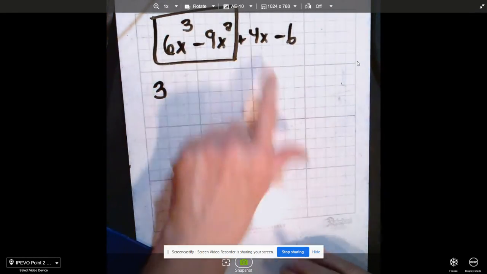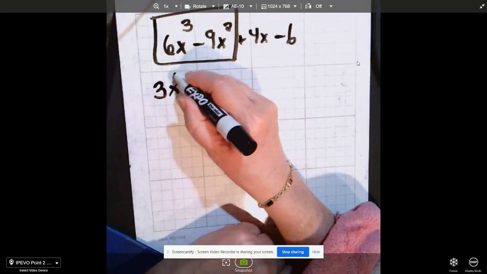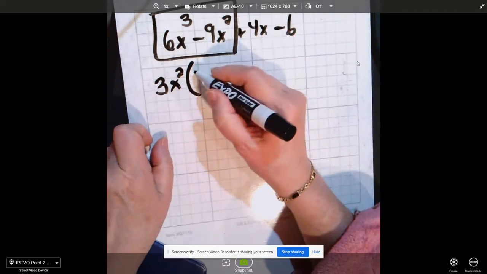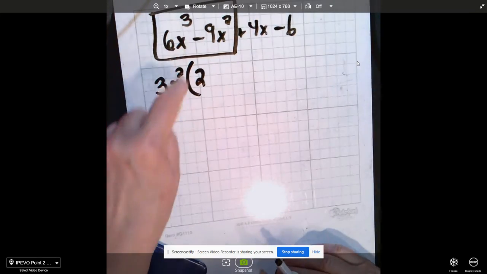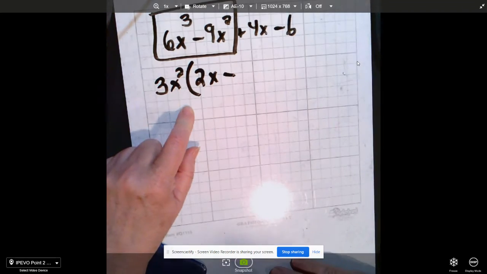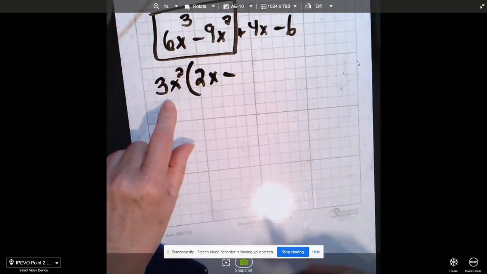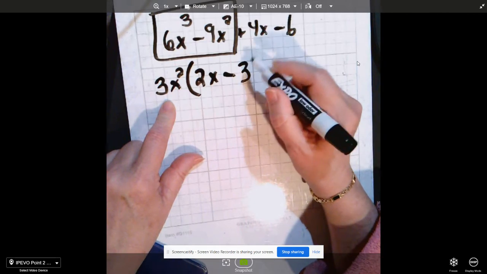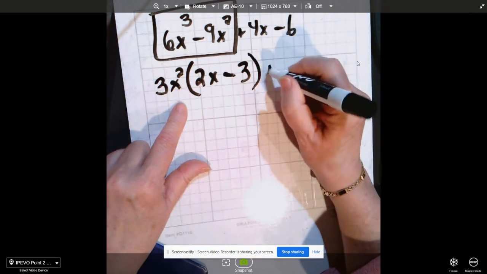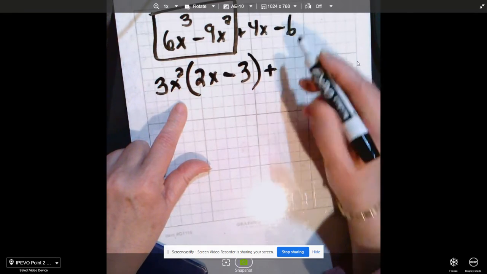Between x to the third and x squared, I can take out an x squared. If I divide 6 by 3, I'm going to get a 2. And x to the third divided by x squared is just x. If this is minus, this will be minus. 9 divided by 3 will give me 3. X squared divided by x squared is just 1. I'm going to bring down the plus sign.